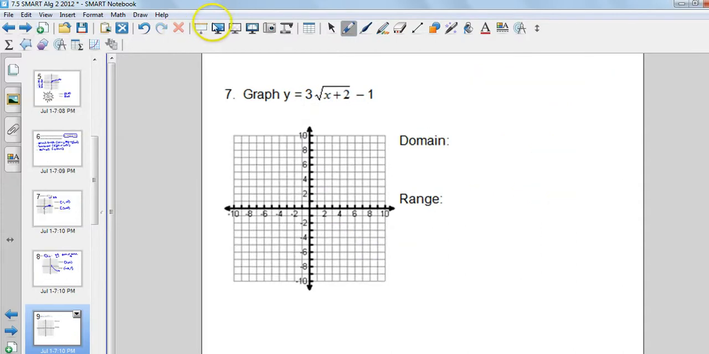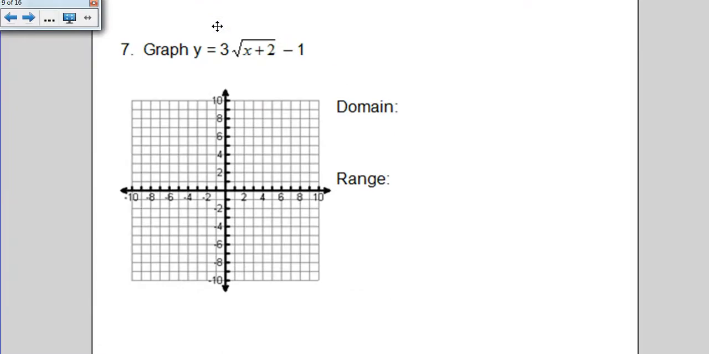Alright, our next graph. It's going to have a 3 out in front again, x plus 2, and then a minus 1. So this has been shifted left 2, and then down 1, and it also has a vertical stretch of 3, so it's going to go up 3 times as fast. So instead of starting at 0, 0, he's been shifted left 2 and down 1, and just for the sake of time, I'm going to kind of fudge what this looks like. Something like that.